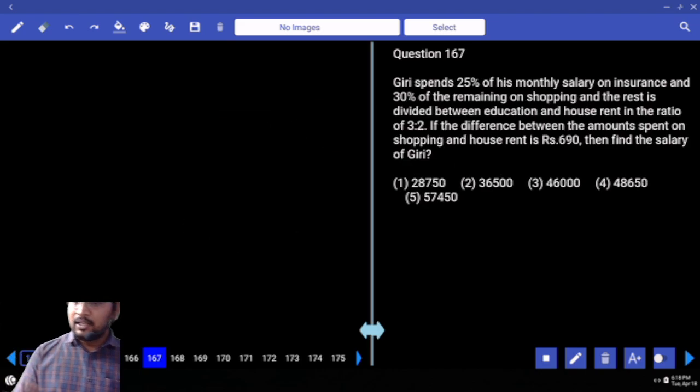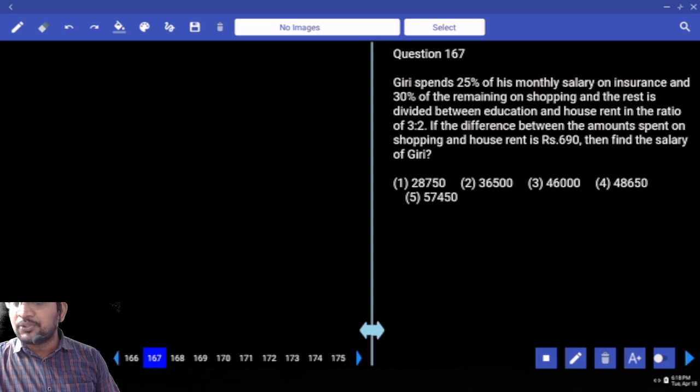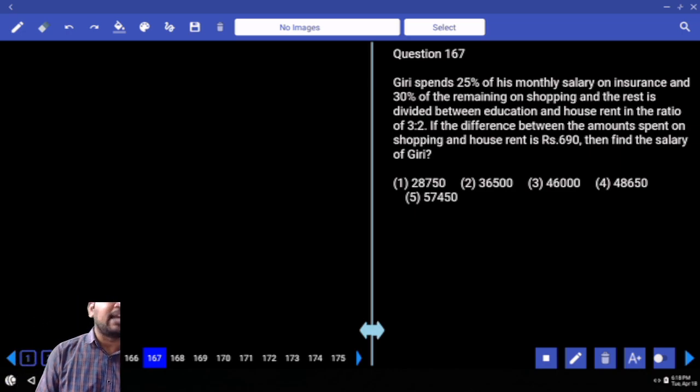See fast. Giri spends 25% of monthly income on salary and insurance and 30% of the remaining on shopping, and the rest is divided between education and house rent in the ratio of 3:2. If the difference between the amount spent on shopping and house rent is 690, then find the salary of Giri.